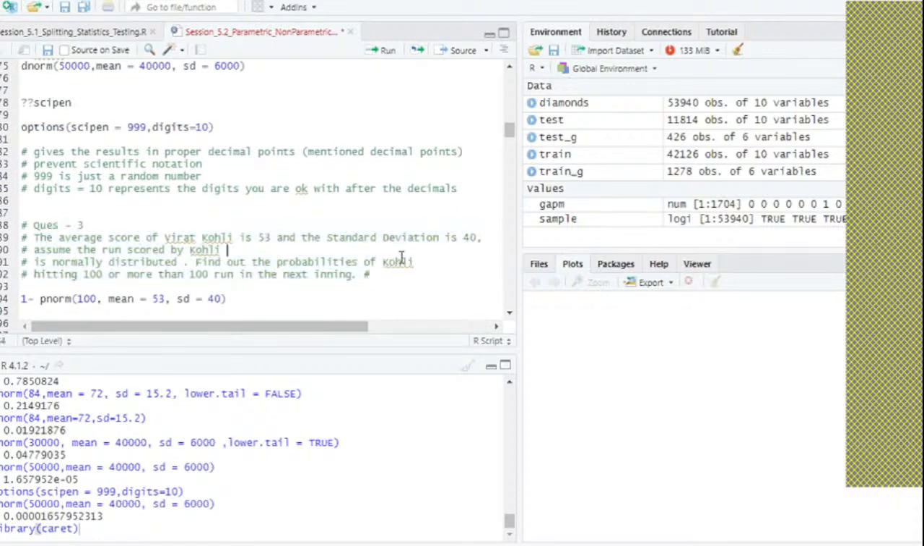Question three, for calculating the probability. Then we'll move on to t-test and we will use R Commander there. Question 3, I want you to do question 3. The average score of Virat Kohli is 53 and the standard deviation is 40. Assume the runs scored by Kohli are normally distributed. Find out the probability of Kohli hitting 100 or more than 100 in the next innings.